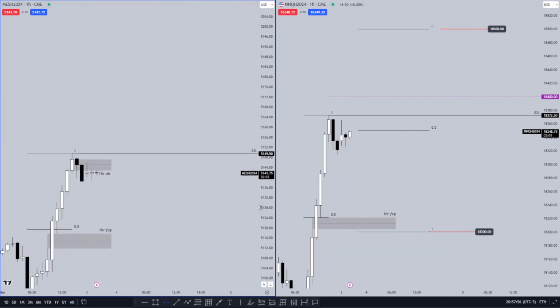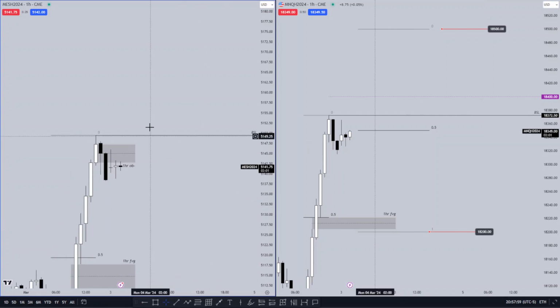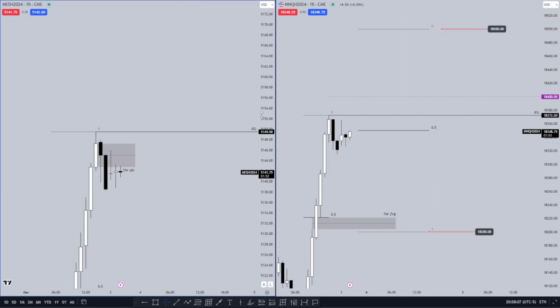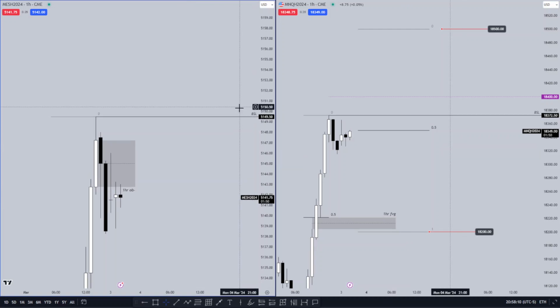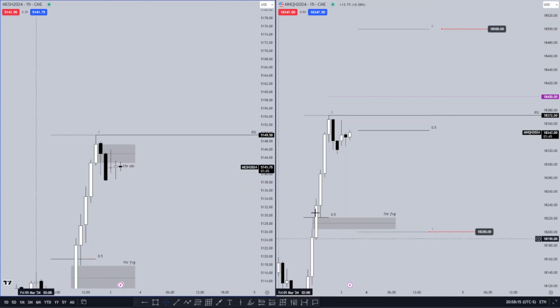What am I going to be targeting on ES? I don't really see an institutional level, apart from this 50s level right here, but we just feel short above it. So I'm just looking for longs, more longs.